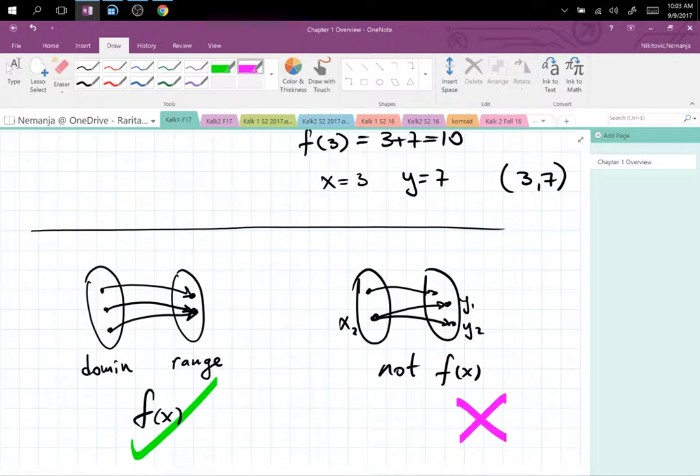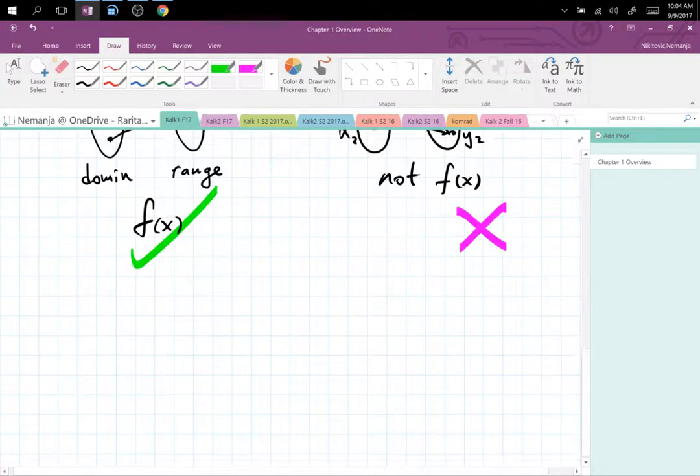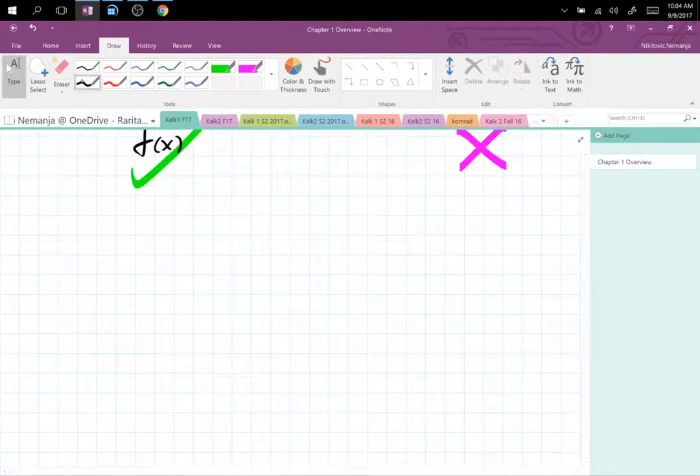So when you're thinking about a function, you have to have this notion of uniqueness. Single input or multiple inputs produce a single output, a unique output. You are allowed to have multiple inputs produce a single output. That is okay. The best example would be x squared.